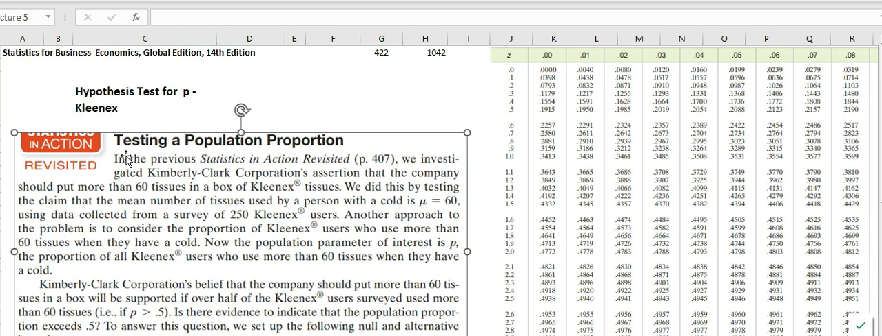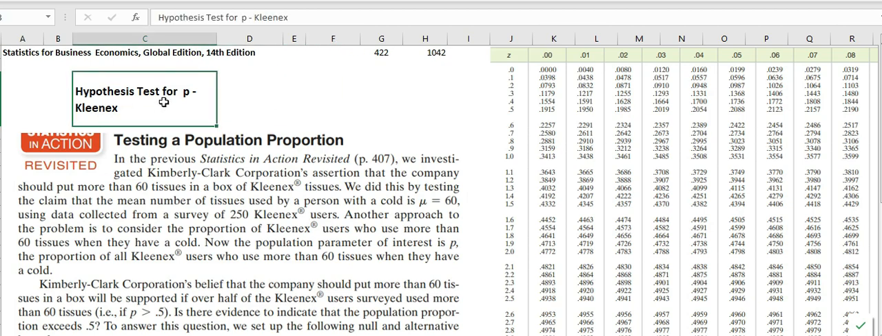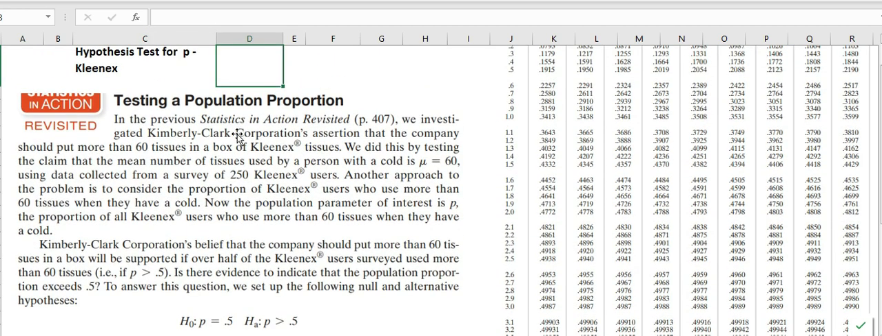We're here to discuss again hypothesis testing, and it's more on proportion. This is the same as our last video, which also tackles proportion, but here we will tackle the last activity, and this is about the Kleenex that we discussed in our earlier videos.